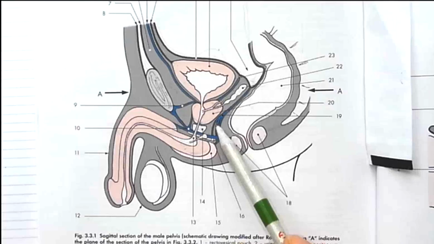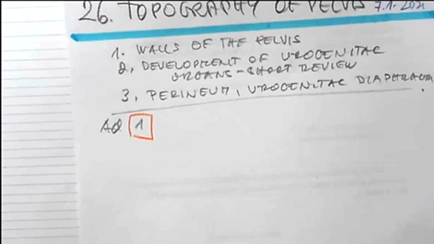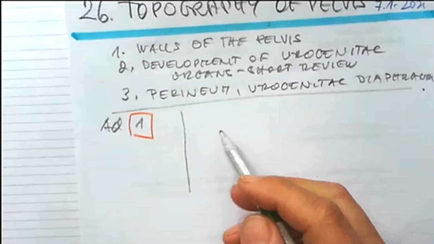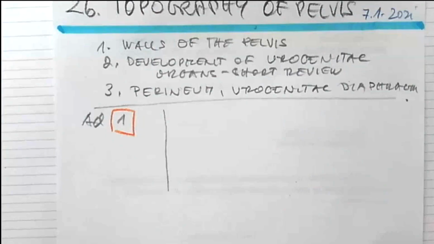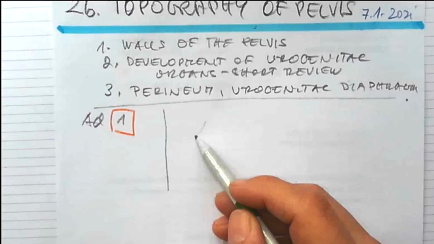We start with number one. Yes, we could start with number one, and we could say some words about the topography of the pelvis. No, it's not complicated. When we try, because this is again illustrated anatomy, just sketching, this will be a coronal section.